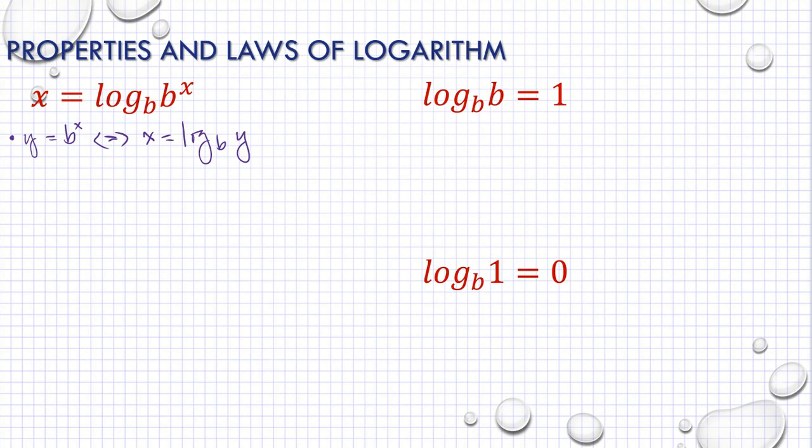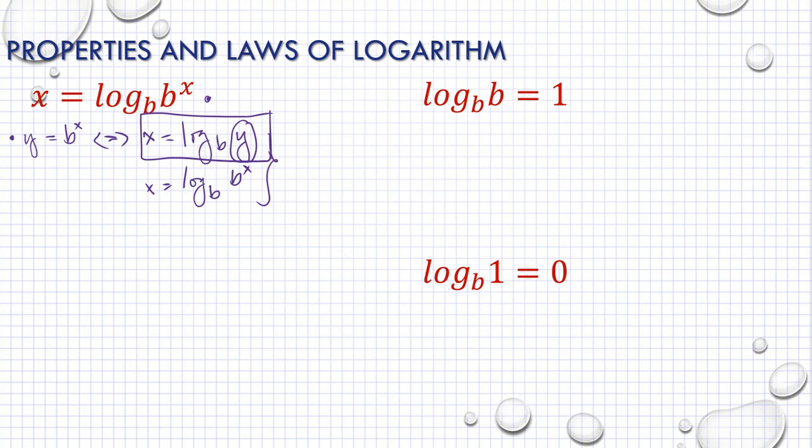As you can see, my y is b raised to x. This one is b raised to x, so that means x is equal to logarithm of b raised to x with a base b. They are equal. Okay? So that means this one is the same as this one.